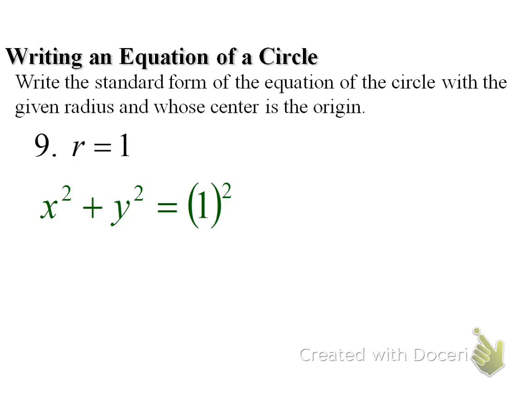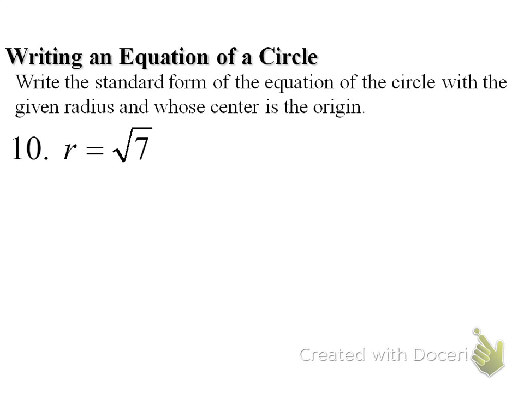Radius is 1. Now, when you square 1, what do you get? 1. So x squared plus y squared equals 1. This is called the unit circle, just so you know, when the radius is 1. Fun stuff. All right, last example of the day.